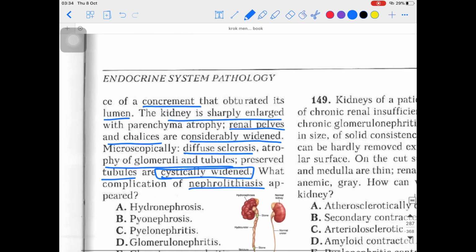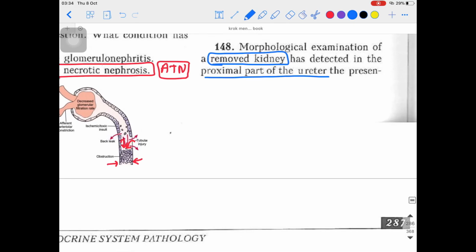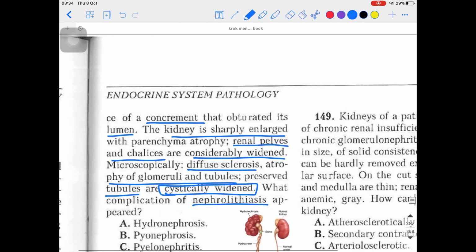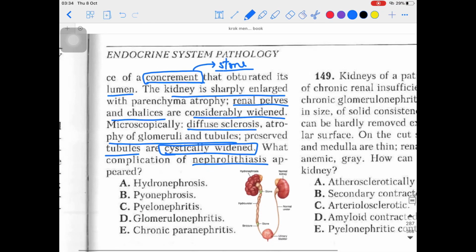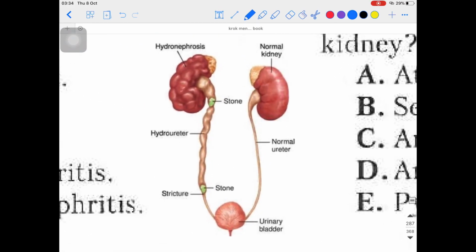They themselves mentioned that in the removed kidney, proximal part of the ureter, there is the presence of a concrement. That means some kind of renal stone was there that obturated the lumen. Obviously, if that obturates the lumen, it will cause obstruction in the pathway of the urine. Due to that the kidney is sharply enlarged. So what is actually happening? Let's understand that with the help of this diagram, that these are the kidneys.